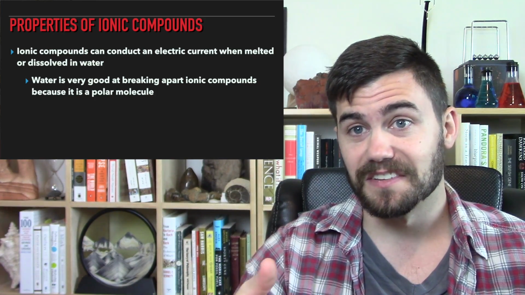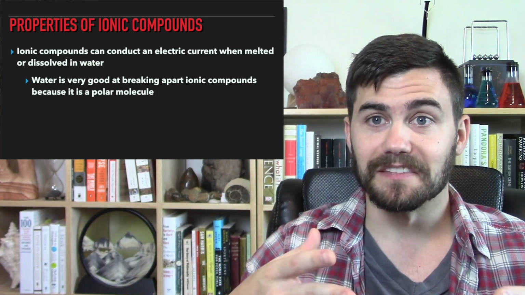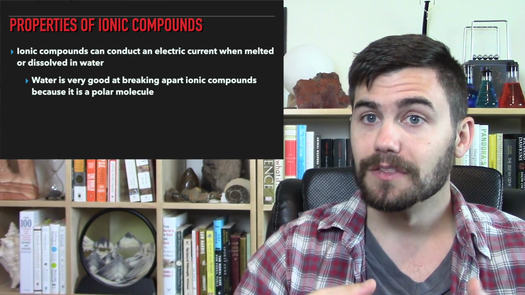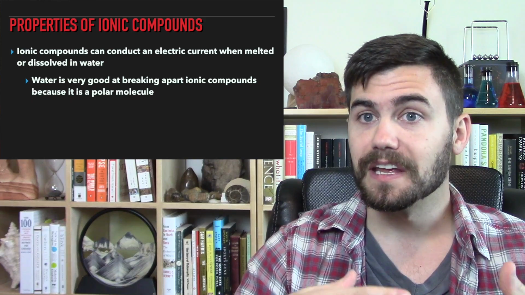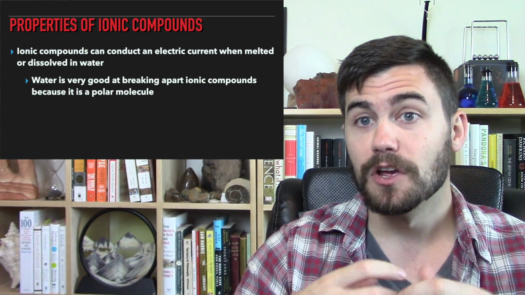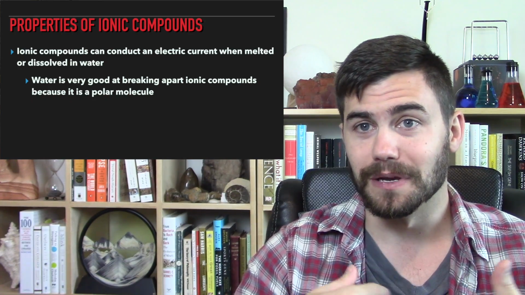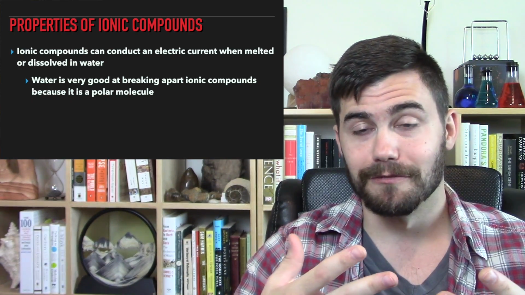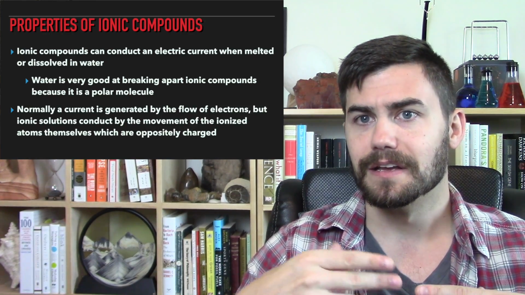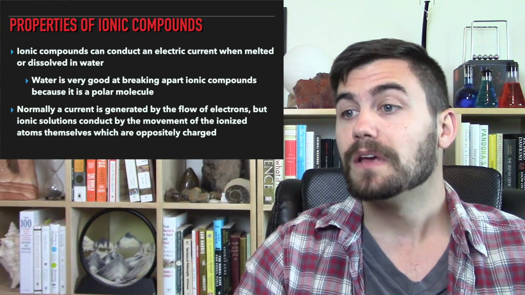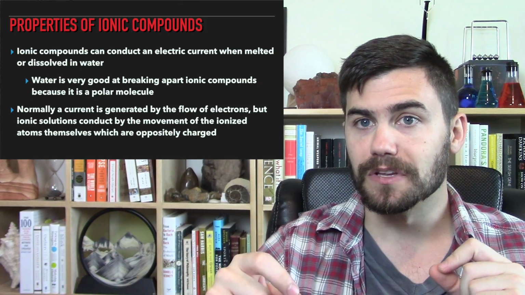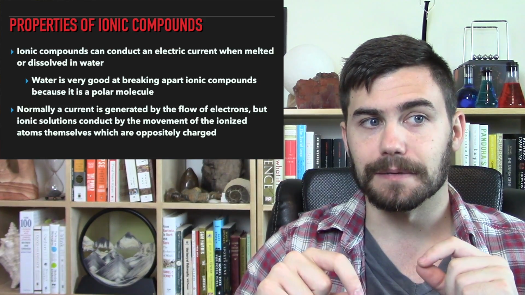You pour salt in water, it just dissolves naturally. Whereas it would take a tremendous amount of heat, a huge amount of heat, to melt those sodium chloride crystals and get the atoms to separate from themselves. Water will break apart the ionic bonds between sodium and chlorine with virtually no energy at all because it's polar. Now, normally an electric current is generated by the flow of electrons, but in ionic solutions, it's actually the flow of the individually ionized particles.